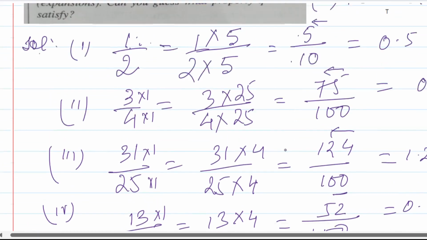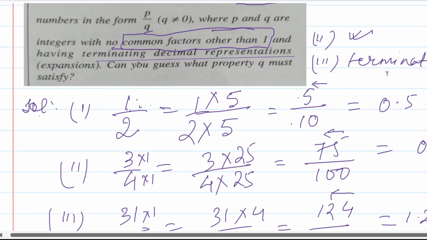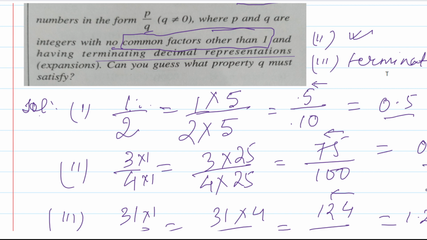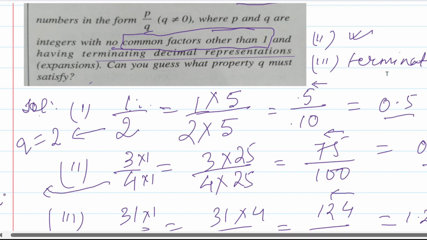So what is the question? Having terminating decimals, yes, I'm having terminating decimals. See, 0.5, 0.75, 1.24. Can you guess what property Q must satisfy? See here, what is the Q? When I take 1 by 2, Q is 2. Here, what is Q? 4, that is 2 square.